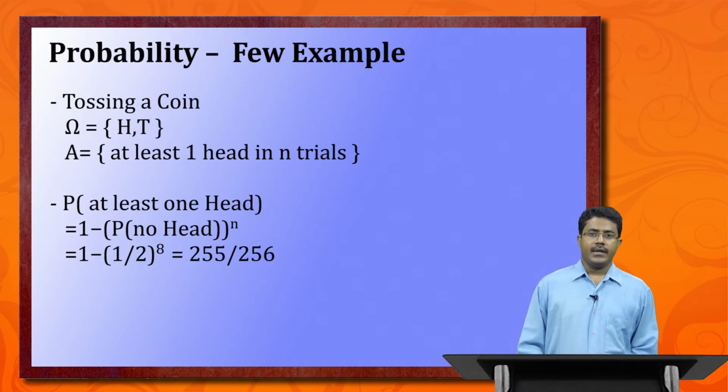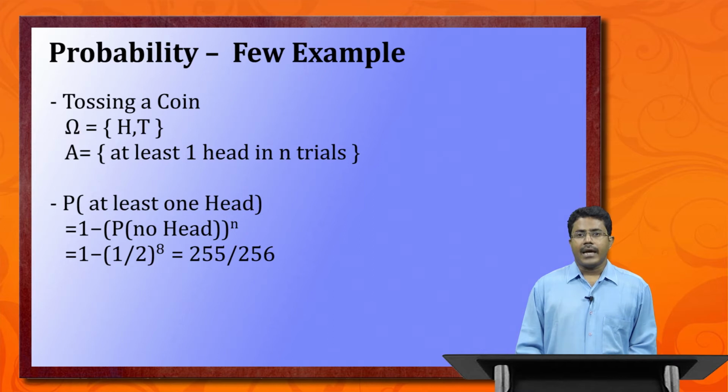If the trial number is n, then we have to calculate P(no head) to the power n, because for the first event we did not get head, that is, the probability of getting tail is half. For the second event, as the events are independent, the probability is half also. So if we calculate this for many trials, it should be half to the power n. So if we take 8 trials, then P(at least one head) would be 1 minus half to the power 8.